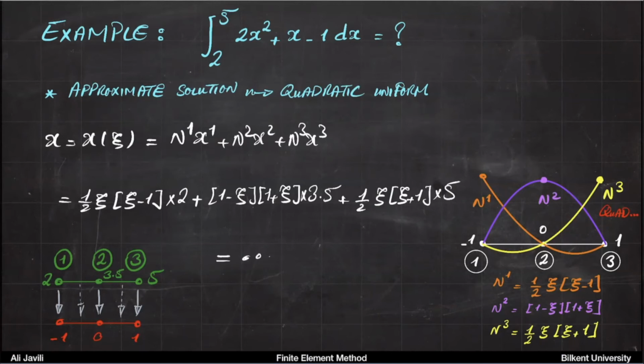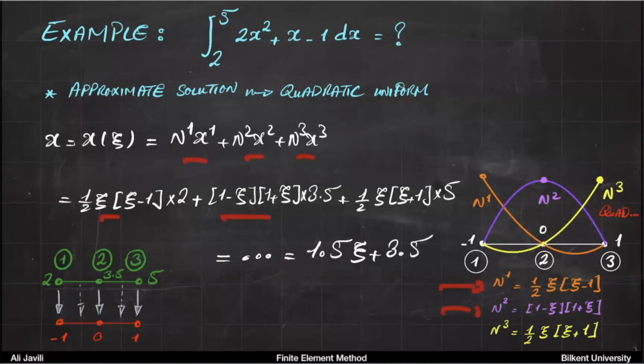If you just simplify that, not very surprisingly, you get 1.5c plus 3.5. So remember, we did a quadratic approximation. We used everything quadratic, but because the mapping is uniform, you get exactly the same uniform mapping as before. So that quadratic term automatically disappears because there is nothing quadratic about this mapping. The Jacobian is constant, okay?